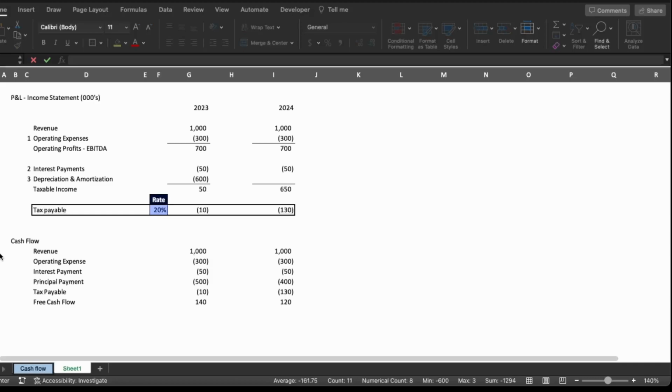Depreciation pertains to tangible assets like buildings and equipment, while amortization applies to intangible assets like patents. By spreading the initial acquisition cost over the asset's lifespan, these methods create deductible expenses.